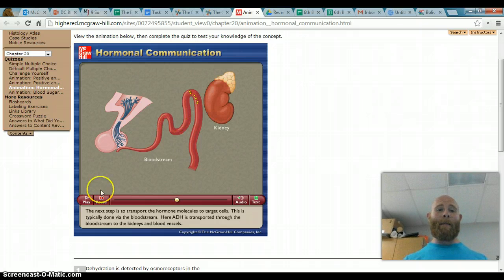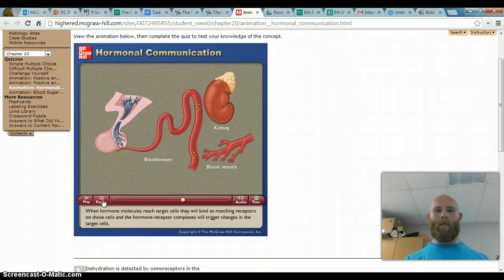So again, there's that concept of signals or hormones being produced by a gland entering the bloodstream and traveling long distances to its target cell. To the kidneys and blood vessels. When hormone molecules reach target cells, they will bind to matching receptors on those cells. Again, there's that concept, the big takeaway.